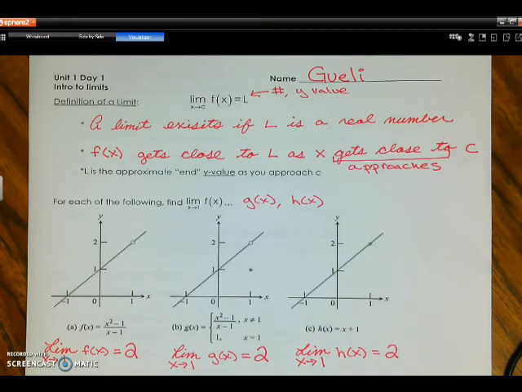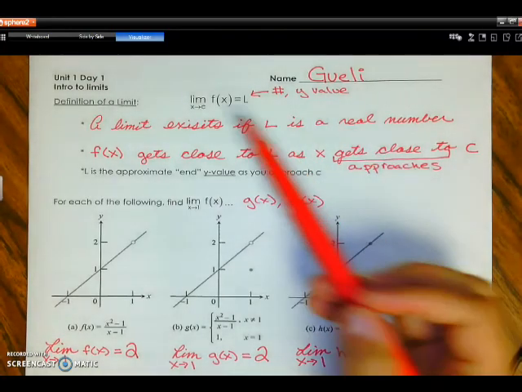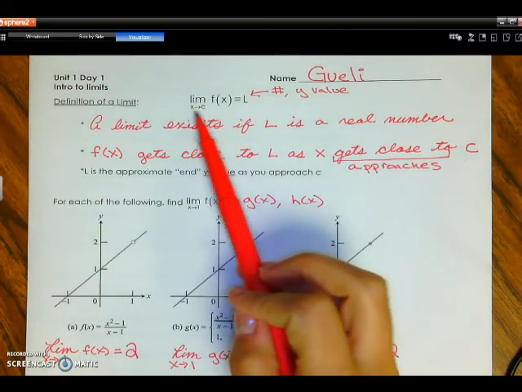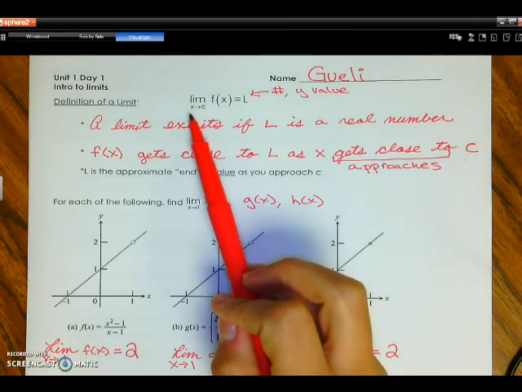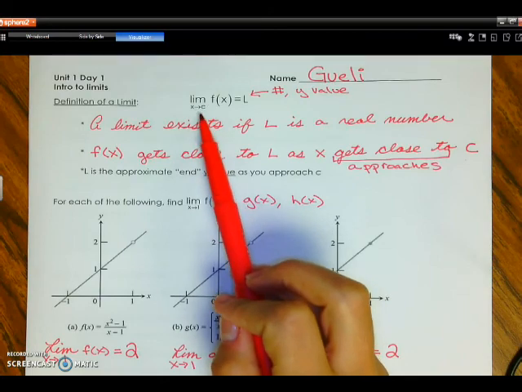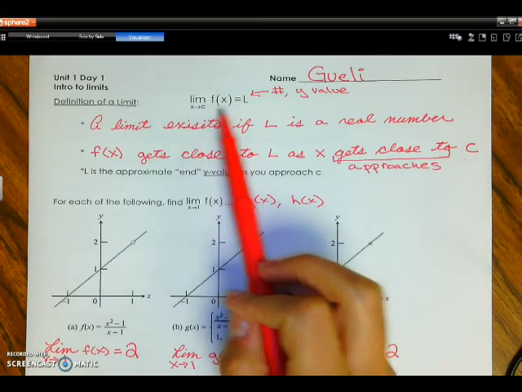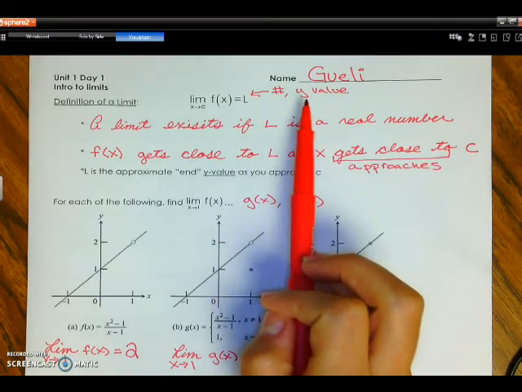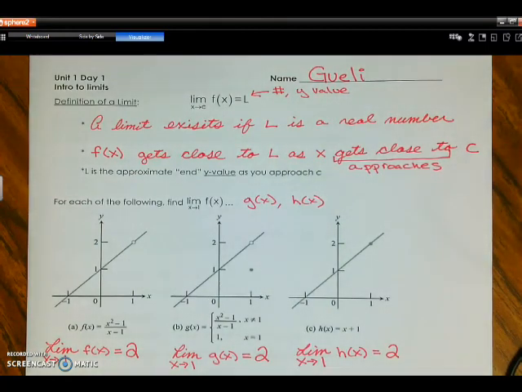Okay, so here we have the limit as x approaches c of f of x equals L. The important thing to keep in mind here is, again, you read that as the limit as x approaches c. So we're saying what's happening as x gets closer to some value. What is the function doing? AKA, what is the y value? That's what you're looking for when they ask you for a limit. You're saying, what y value are you approaching or getting very close to?